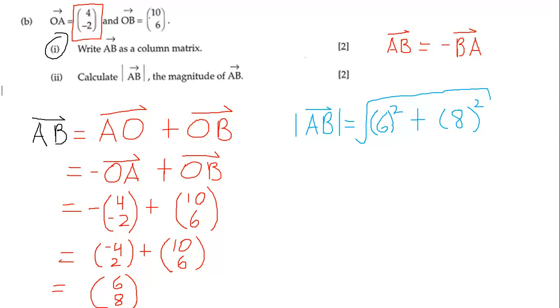In order to find the magnitude, you must take the first number, 6, square it, take the second number, 8, square it, add the two, and then perform the square root operation.